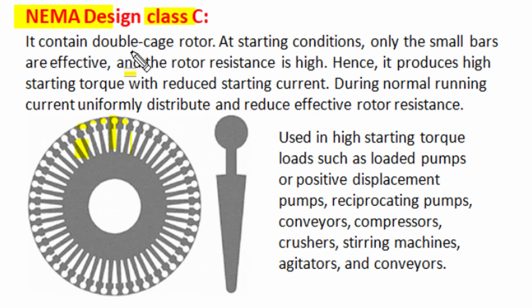Now these class C type NEMA design motors can be used for those load applications which require high starting torque, such as loaded pumps, positive displacement pumps, reciprocating pumps, loaded conveyors, compressors used in air conditioning or refrigeration, crushers, textile looms, shearing machines, agitators. But compared to standard NEMA B design, these double cage motors of class C design are a little bit costly. So for normal duty applications, we prefer NEMA design class B motors, and for heavy starting torque loads, we use these double cage NEMA design class C type motors.